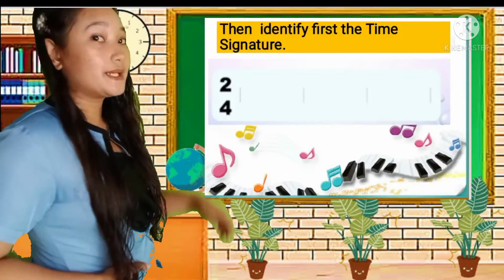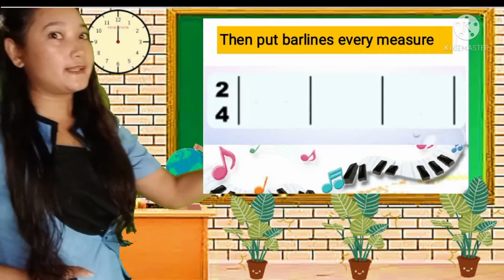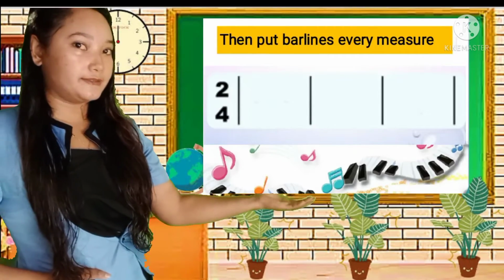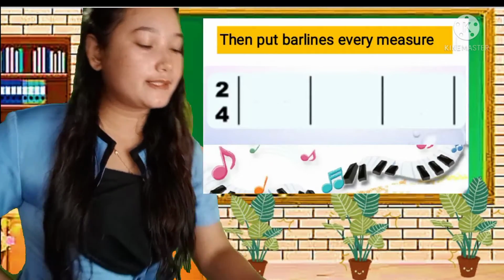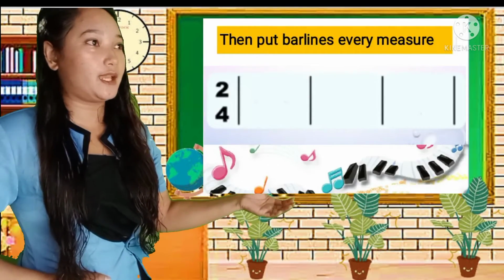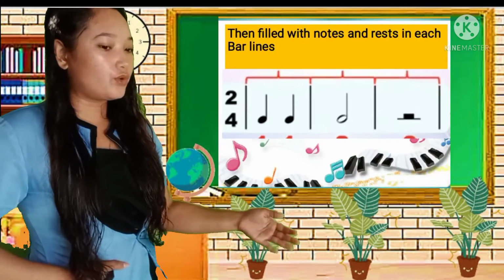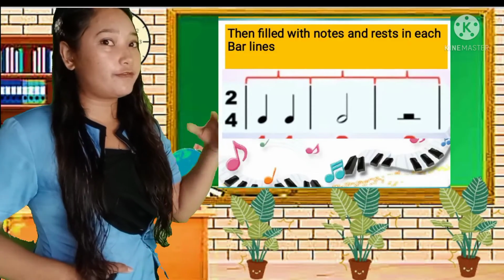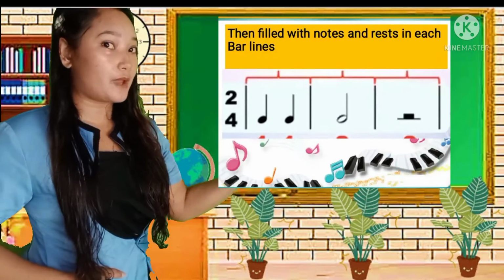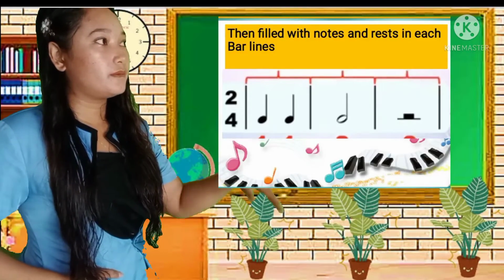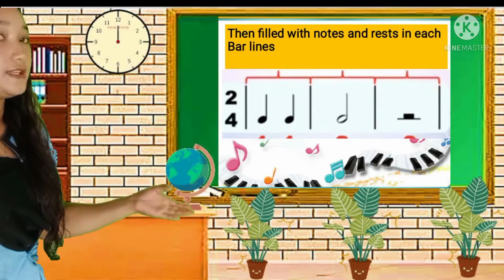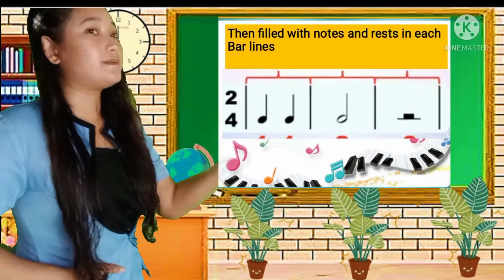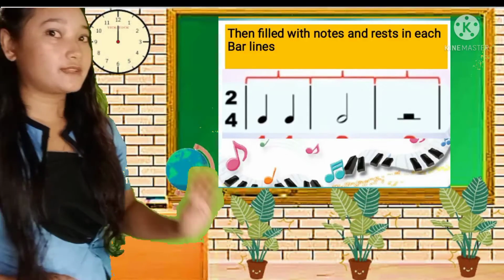After that, you need to put bar lines. Of course, bar lines give emphasis on when to start and when to end. Alright. The next step to make a rhythmic pattern is to fill each bar with notes and rests. But of course, in filling in notes and rests in each measure, if it is not equivalent to the time signature given, it is not correct.